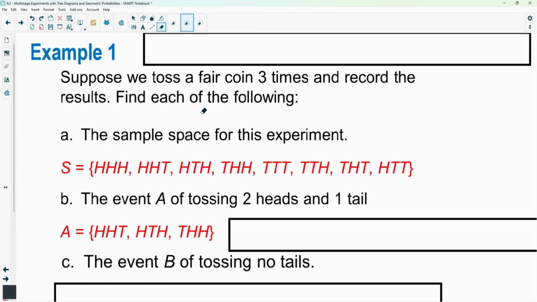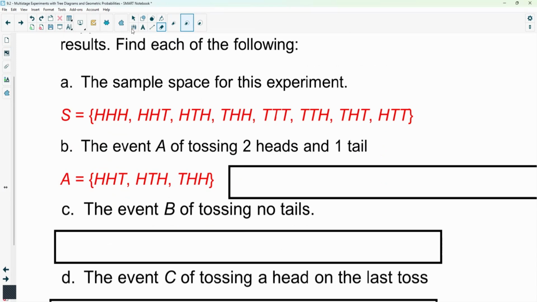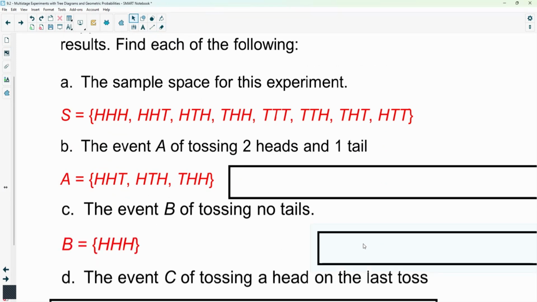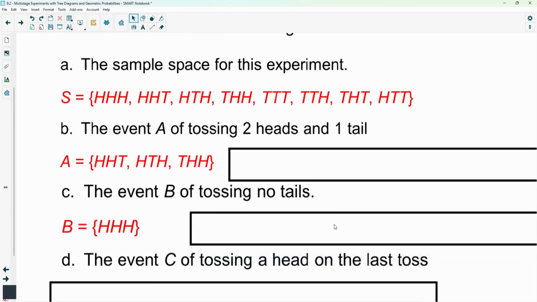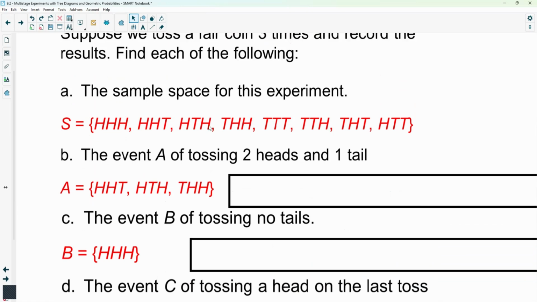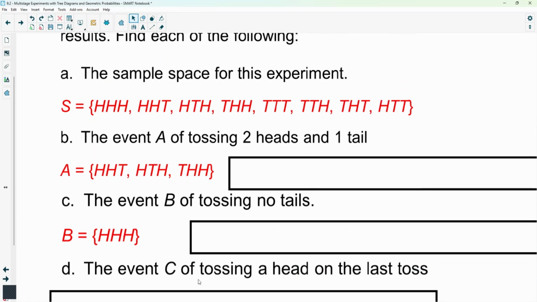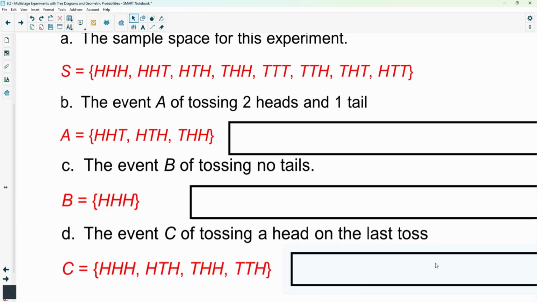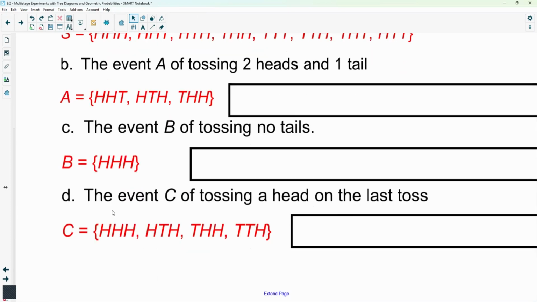Then we have event B, which is tossing no tails. The only outcome that has no tails is heads, heads, heads, right? And then event C is tossing a head on the last toss. So see how specific that is? This toss has a head in the last toss, this one, this one, and this one. So there are 4 different outcomes that toss a head in the last toss, okay?